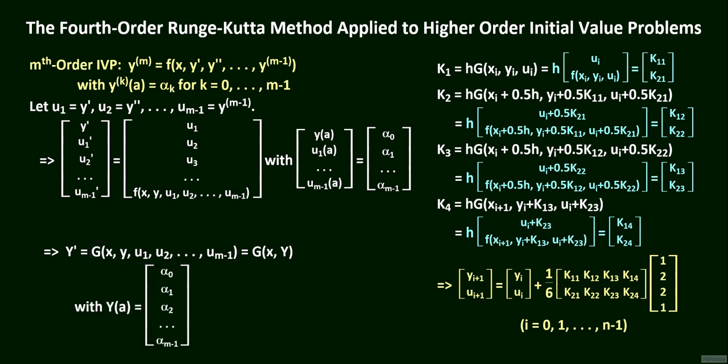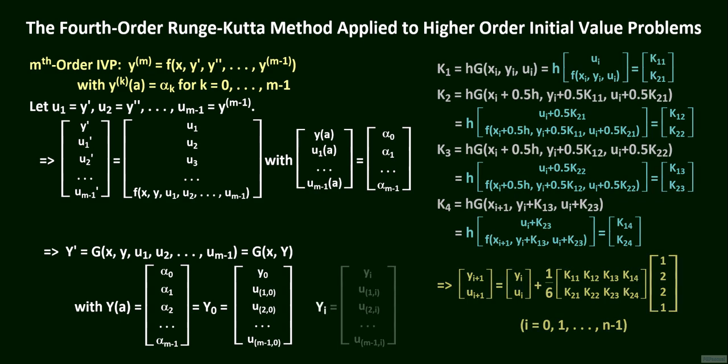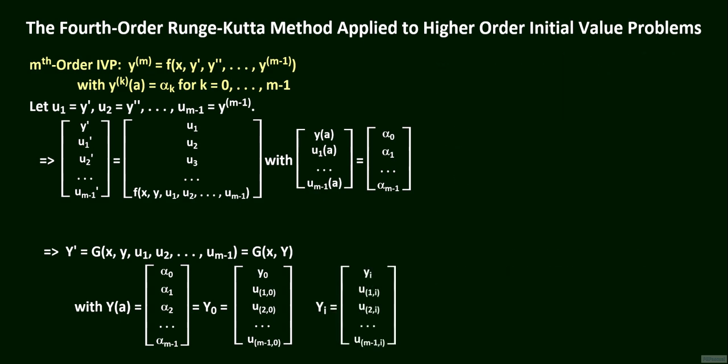We set the vector y of a of initial values equal to the vector y sub 0. For the sake of the recursion, let the components of the vector y sub 0 be lowercase y sub 0, u sub 1 0, etc., all the way to u sub m-1 0. Let the vector y sub I be equal to the vector lowercase y sub I, u sub 1 I, etc., all the way down to u sub m-1 I. As usual, x sub I plus 1 equals x sub I plus h.